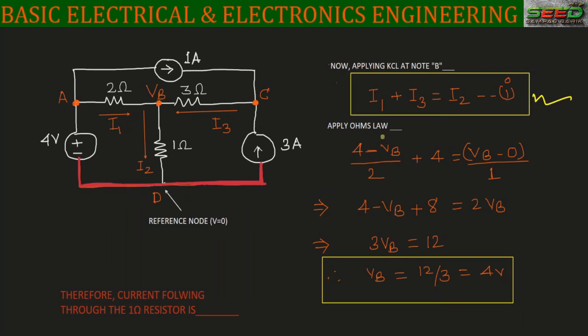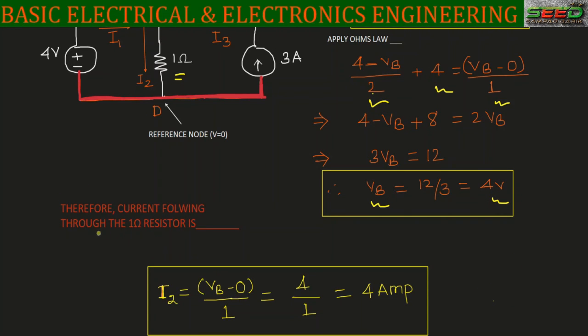Now apply Ohm's law, so I have to replace the current equation with a voltage equation. For I1, I have written this potential minus this potential divided by the path resistance 2, because the current is flowing from A to B. Potential A is higher than potential B, so I1 is (4 minus VB) by 2. I3 was already calculated earlier, and it is 4 ampere. And I2 is the potential difference between these two points, that is (VB minus 0) by the path resistance of 1 ohm. If you simplify, you will get the potential at point B equal to 4 volts.